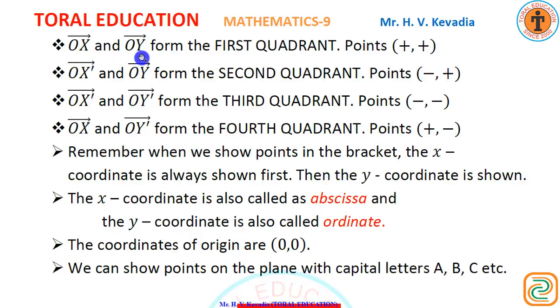OX and OY form the first quadrant, with points plus, plus. Ray OX dash and OY form the second quadrant, with points negative, positive. OX dash and OY dash form the third quadrant, with points negative, negative. OX and OY dash form the fourth quadrant, with points positive, negative. Remember, when we show points in brackets, the x coordinate is always shown first, then the y coordinate.